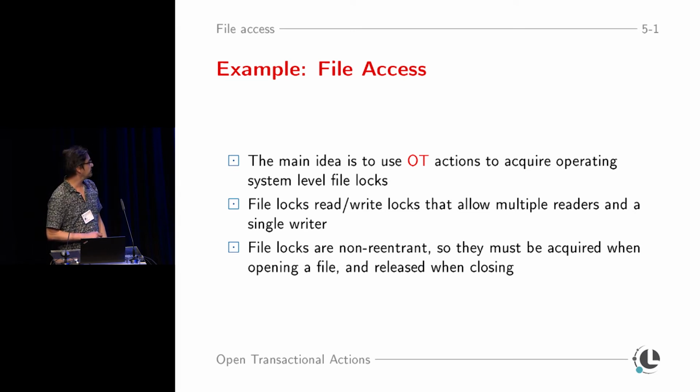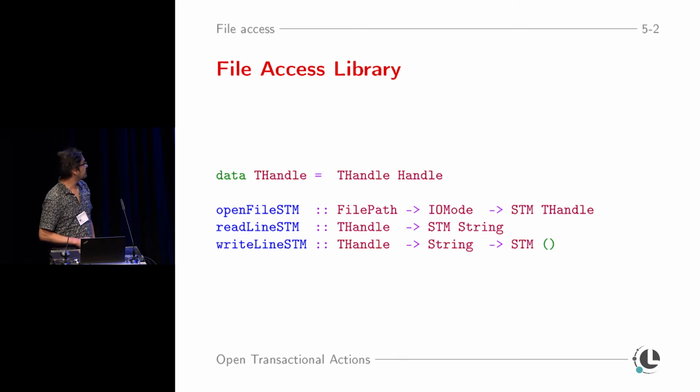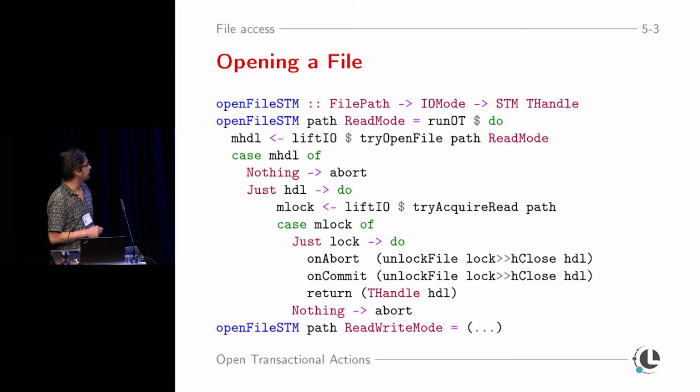So this is the interface for our simple file access library. We can open a file using an I/O mode, and this returns a file handler, and we can read lines and write lines using the file handler. So this is the example of the code for opening a file, opening a file in read mode. This is an open transactional action, so we execute it using runOT.